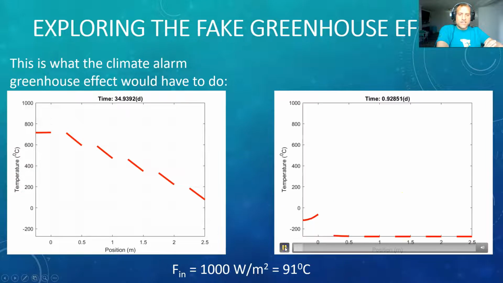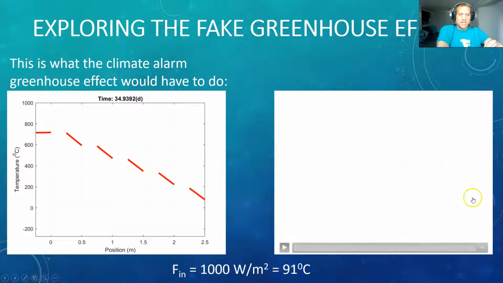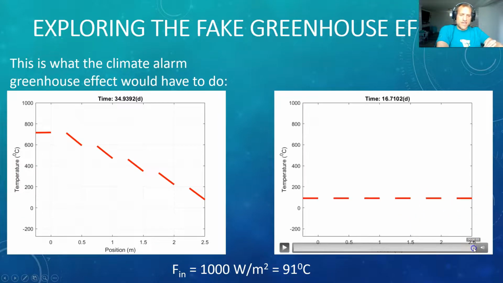So they rise in this fashion. The bottom one warms up, and then the outer layers start warming up, and then eventually the outer layer is 91 degrees Celsius, and it's emitting all of the energy that comes in. Okay, so the temperatures are all the same.